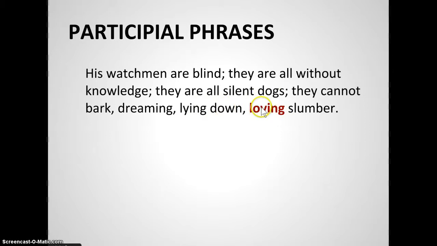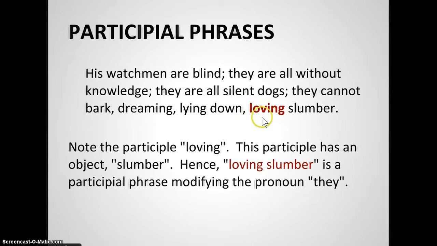But look at this one. So here you have an adverb modifying lying. But here you have loving. And loving what? Well, loving slumber. And you'll remember that when you ask what, you're generally asking for the object. Well, here, the watchman loving slumber. So loving slumber is the participial phrase then. It's called a participial phrase because it begins with a participle. And it's called a participle because it's functioning as an adjective, and adjectives modify nouns. And this participial phrase is modifying the pronoun they.